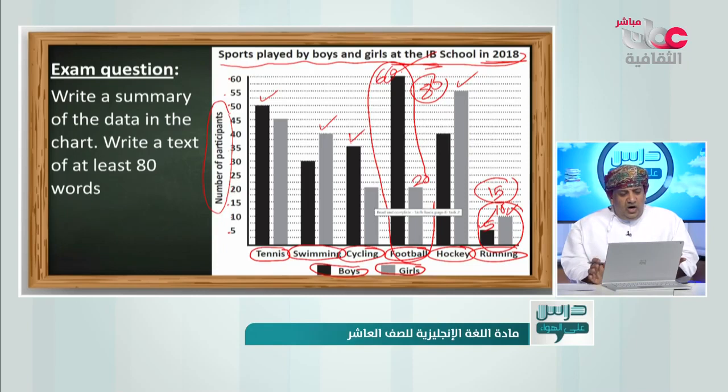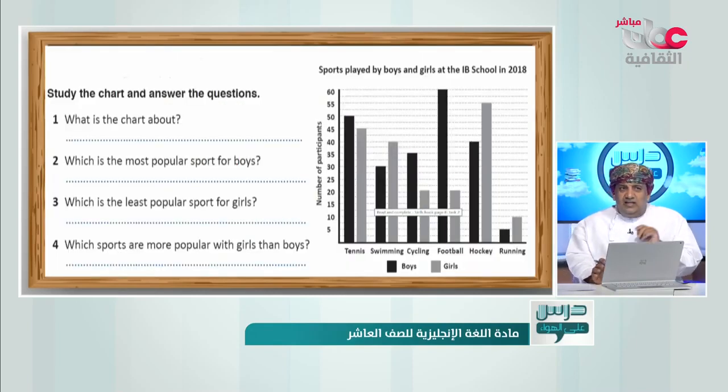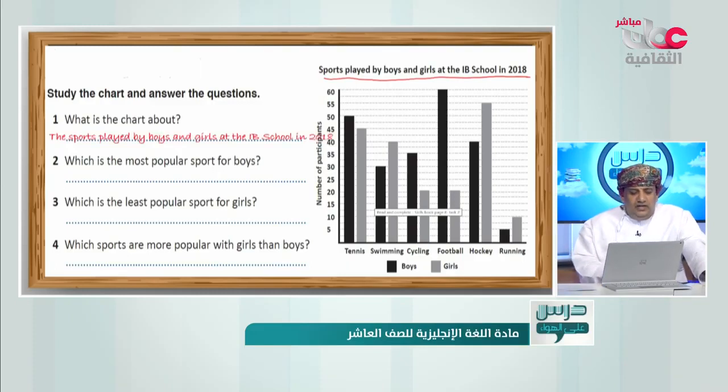So when we want to answer some questions about this chart, what is the chart about? The first question, yes, it is sports played by boys and girls in IP school in 2018. So this is the introduction for your exam question. For example, what is the most popular sport for boys? We said it's football.